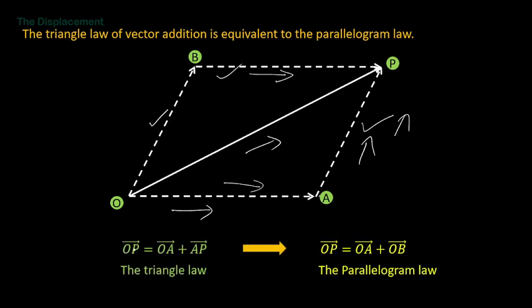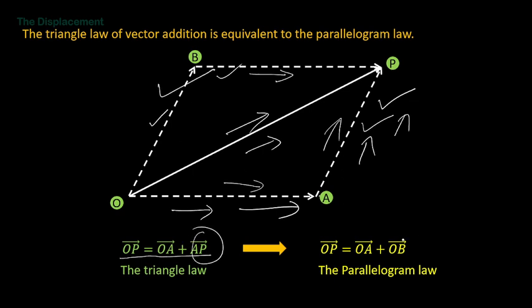So according to triangle law, OP bar equal OA bar plus AP bar. And we know that the vector AP bar is equal to vector OB bar. So if we replace AP bar by OB bar, we get the parallelogram law that we saw previously. OP bar, which is the diagonal, equal OA bar plus OB bar.